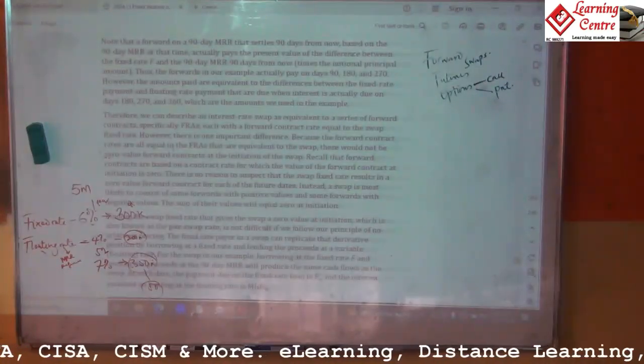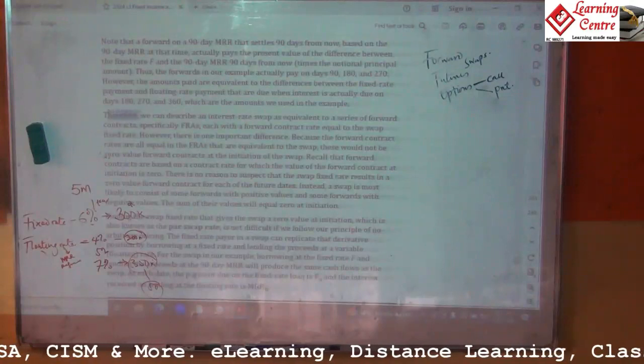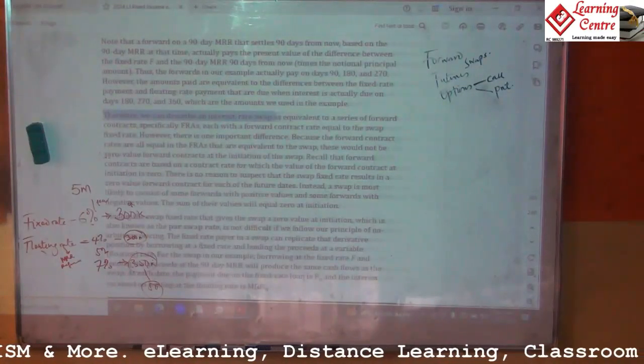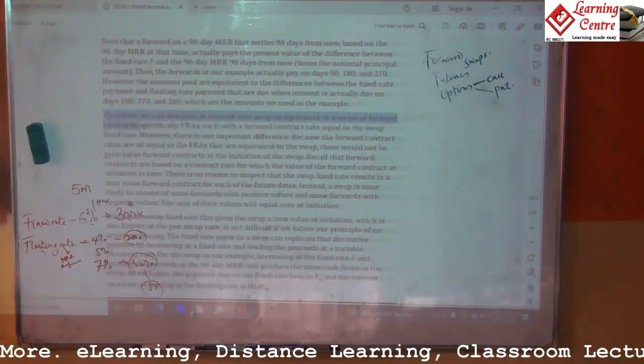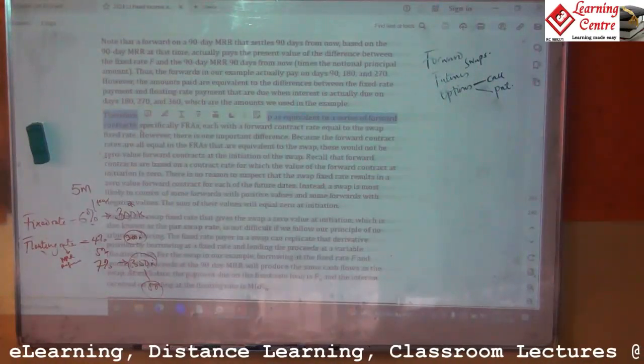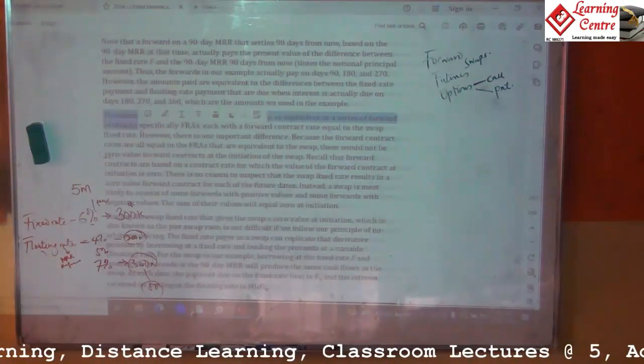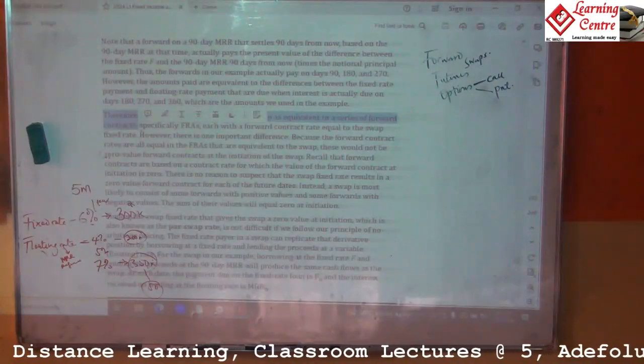Okay? So therefore, we can describe an interest rate swap as equivalent to a series of forward contracts. So the swap is, let's say you have 4 swaps, 90-day, 180, 270, and 360.